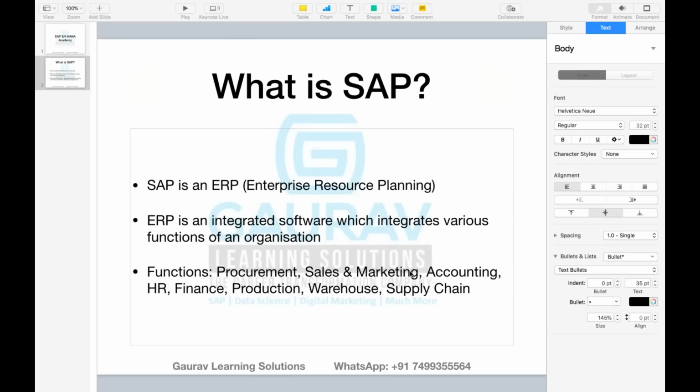Similarly, finance: once your accounting is done, if you want to do reporting based on the accounting you have done, to generate your balance sheet, profit and loss, and cash flow statements, those come under finance. Obviously, production is manufacturing, and in order to store the material you need a warehouse. And overall, when it comes to selling, purchasing and production, the entire thing is termed a supply chain. So these are some of the departments which are available in most companies.